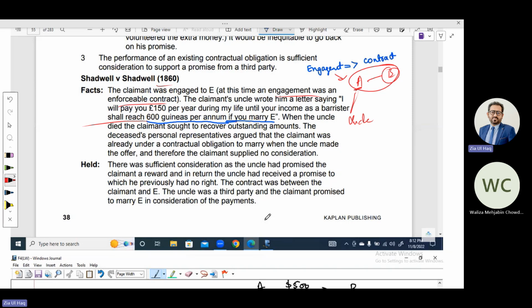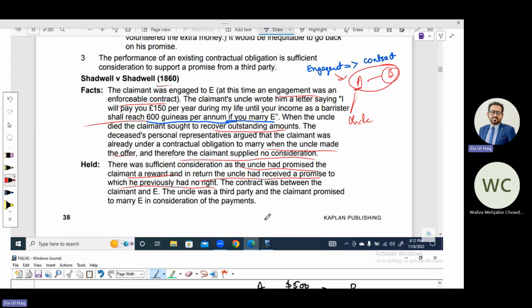So when the uncle died, the claimant sought to recover outstanding amounts from his representative. The deceased's personal representative argued that the claimant was already under a contractual obligation to marry when the uncle made the offer, and therefore the claimant supplied no consideration. So he cannot claim that 150 per year from us because he was already in contract with E to marry her. So there was sufficient consideration as the uncle had promised the claimant a reward, and in turn the uncle had received a promise to which the previous had no right.